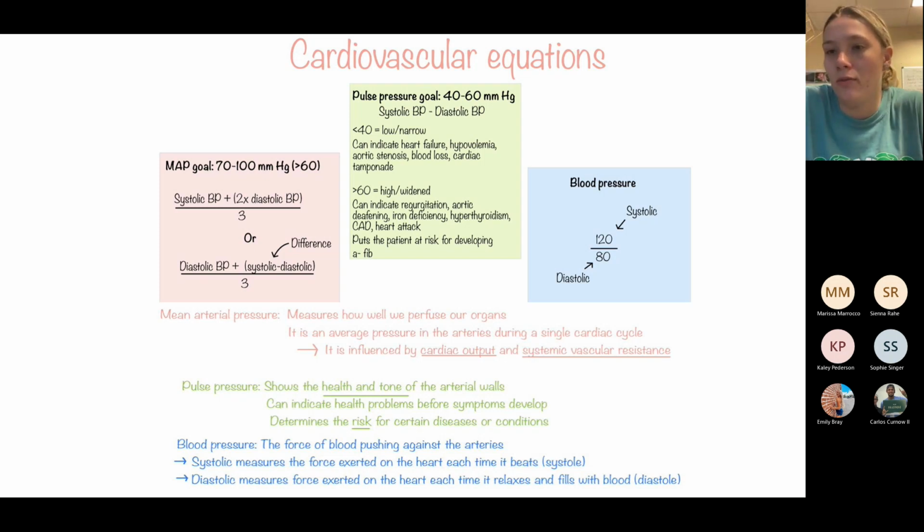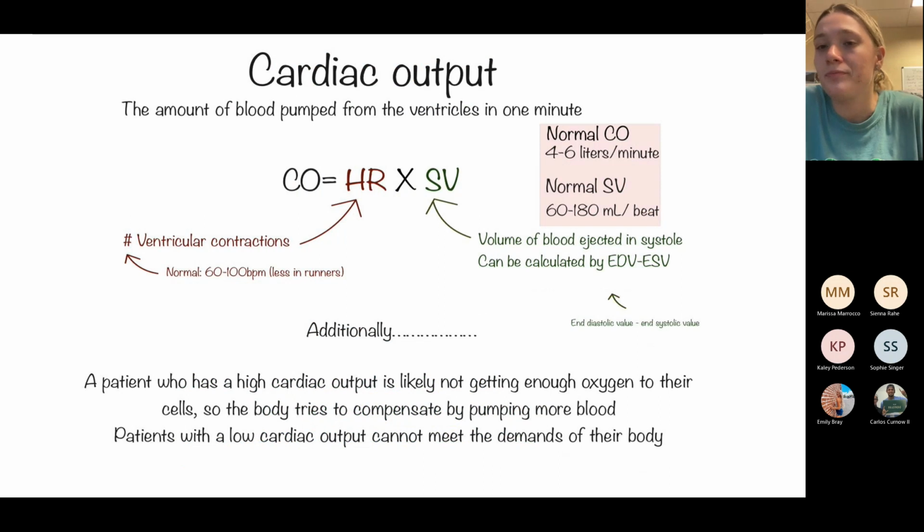And then finally, we're all familiar with blood pressure. Additionally, you should know how to calculate cardiac output. In the event you had a math question like this on an exam, you would be given 2 of the values, whether it be cardiac output, heart rate, or stroke volume, and you would have to figure out the missing value, okay?